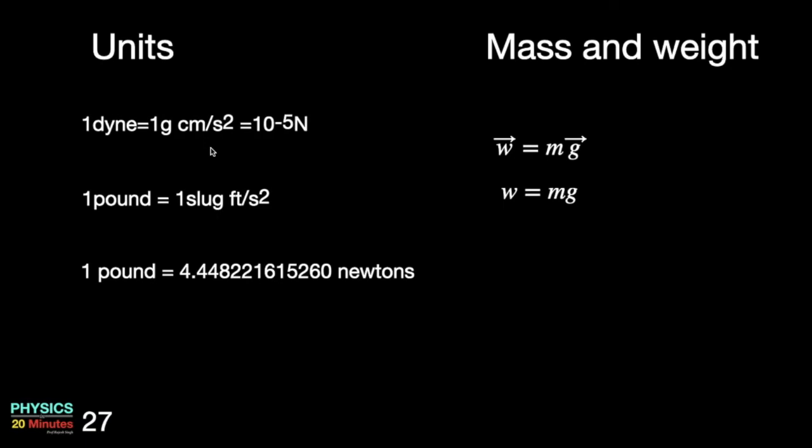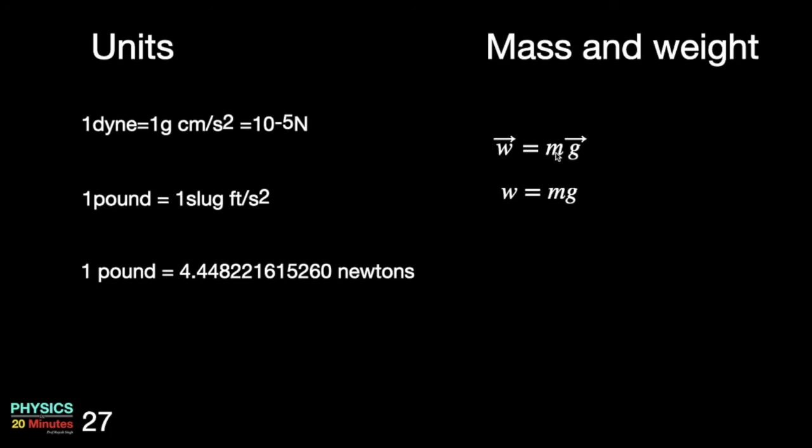What are the units in question? The SI unit is 1 Newton. The CGS unit is 1 dyne, which is 1 gram centimeter per second squared, which is 10 to the power minus 5 Newton. 1 pound, in the British system, is a unit of force. 1 pound is 1 slug feet per second squared, or in Newtons, 1 pound is 4.448221615 Newton.